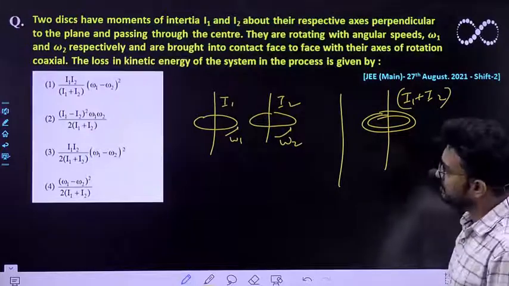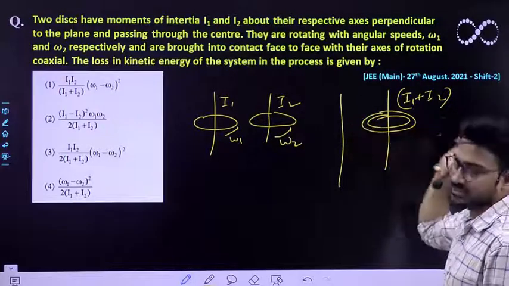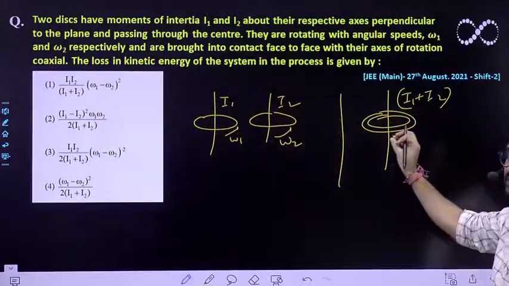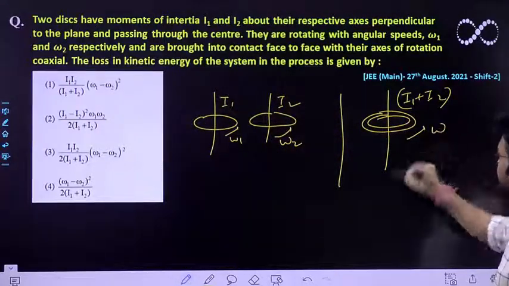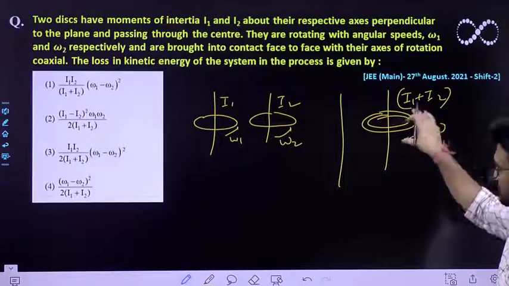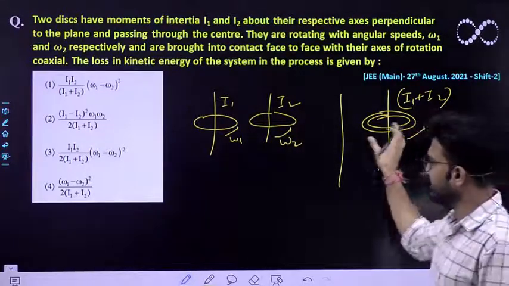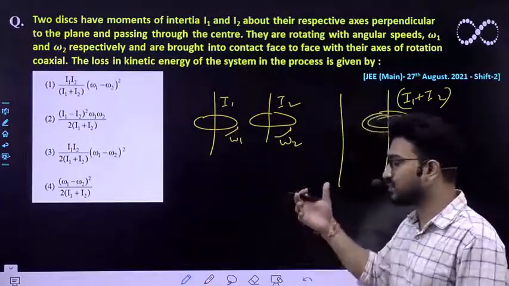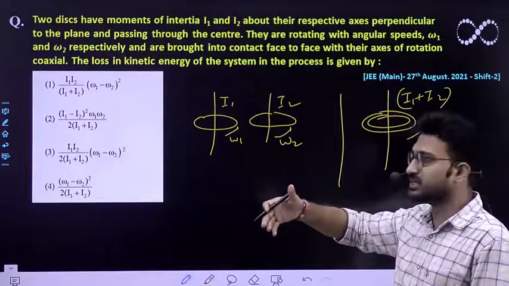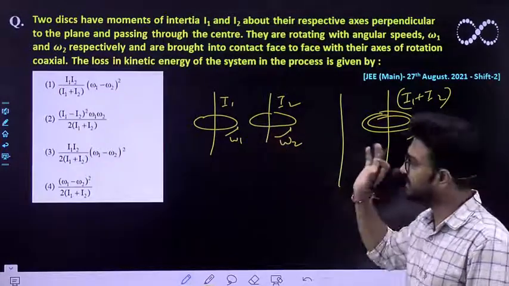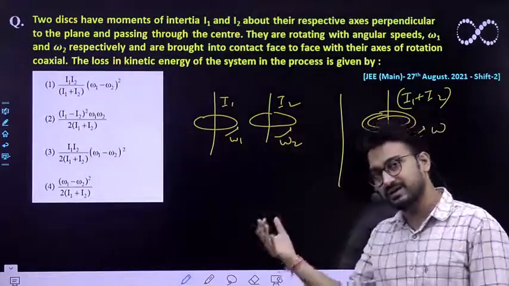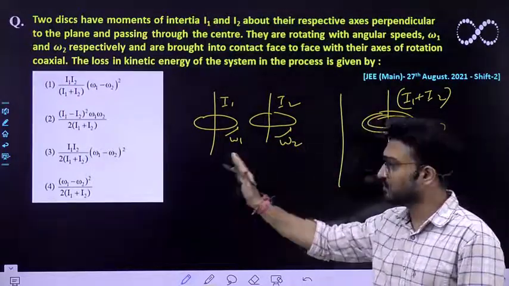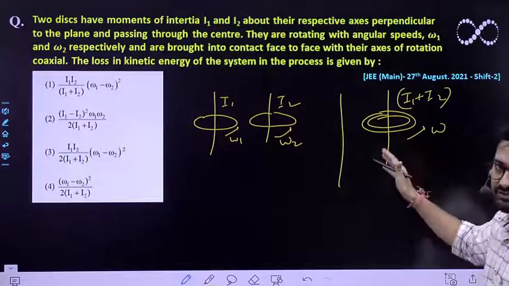Okay. So now the loss of kinetic energy of the system in the process is, so that means once it has been put over there, so they have been put together, its angular speed, let it be omega, so that means its total energy must be less as compared to the combination of these two. So we can easily apply, because external torque hasn't been provided, so that means we can apply the conservation of angular momentum over here. So the angular momentum of the system before and angular momentum of the system after is also equal.